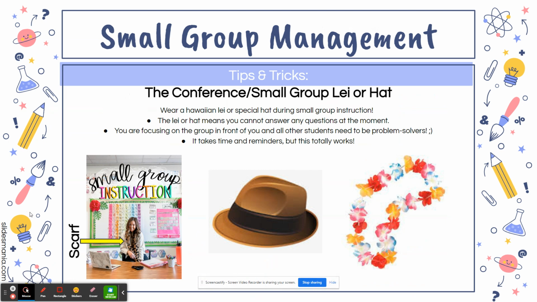One of my favorite tips and tricks for small group management is the conference small group lei or hat, or in this case, a scarf. You can wear a lei, a special hat, or a special scarf during small group instruction, and that means that you are not available to answer any questions at that moment. You're going to teach the students that when they see you wear that item, you are focusing on the small group in front of you, and all other students need to be problem solvers on their own. This definitely takes time and reminders, but this tip totally works.